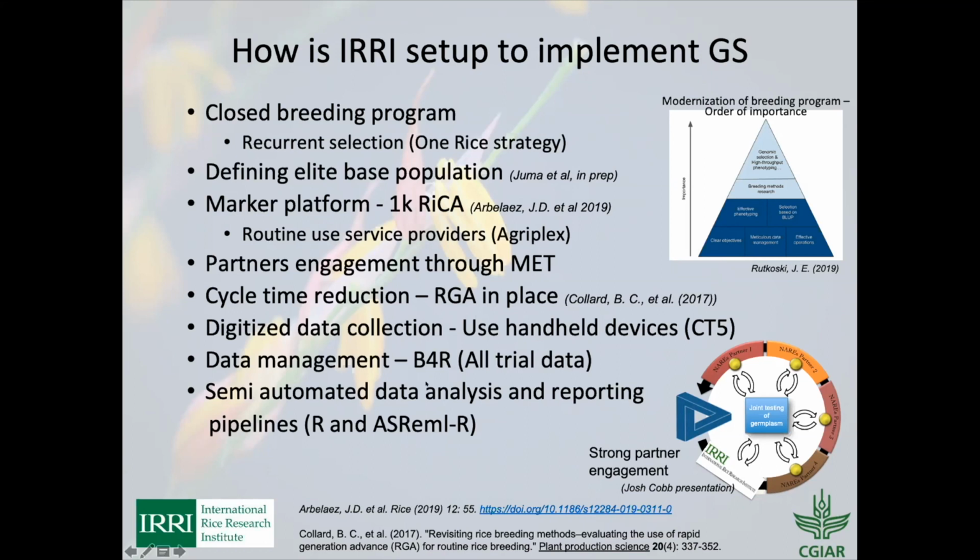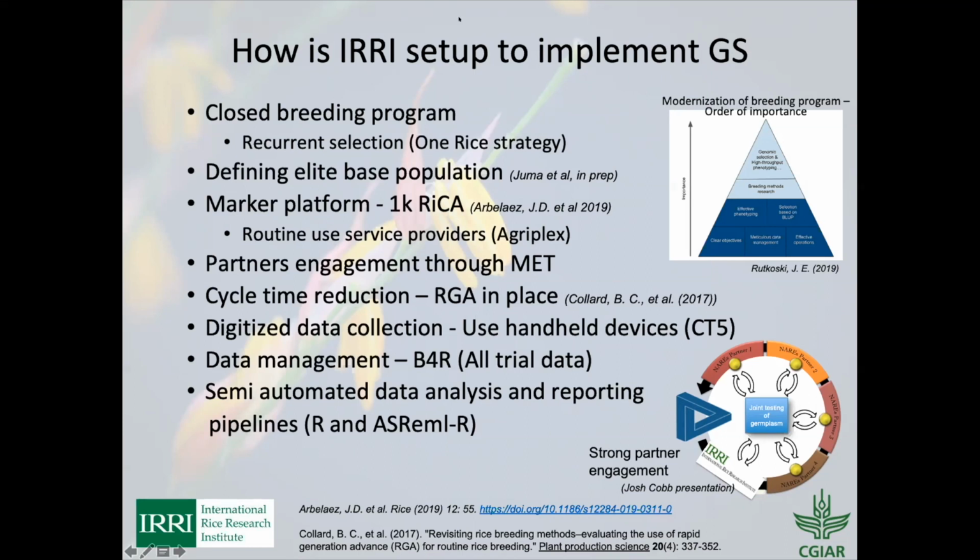Data management is all done in the database, and I've already mentioned it briefly. We have also developed a semi-automated data analysis pipeline, for both analysis and reporting, using R and ASReml-R. This is an important tool until the EBS is fully functional, so that we can have the analysis done very fast and make decisions very quickly. When we get trial data in January or February, we need to make all the decisions and have it ready by March or April for the advancements to happen. Because of the pandemic there's been some delay, but usually that's the routine.